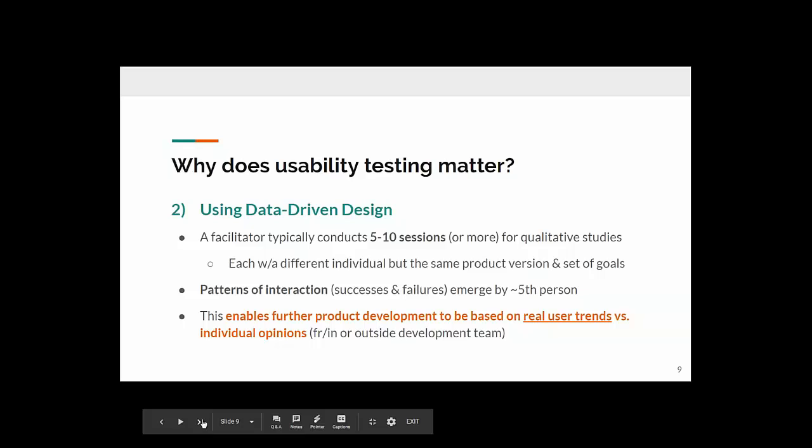So you're getting these outside voices and you're getting multiple ones. So typically a qualitative study is going to involve 5 to 10 different people. They're all going to be testing the same thing. And because of that, just like in any sort of research, you're going to start to see patterns of interaction. So what are the things that are easier for people to do and what are the things that are more difficult for them to do? And why this matters is that this is how we create what's called user-friendly design, because we're actually finding what works for the majority, what doesn't work for them.